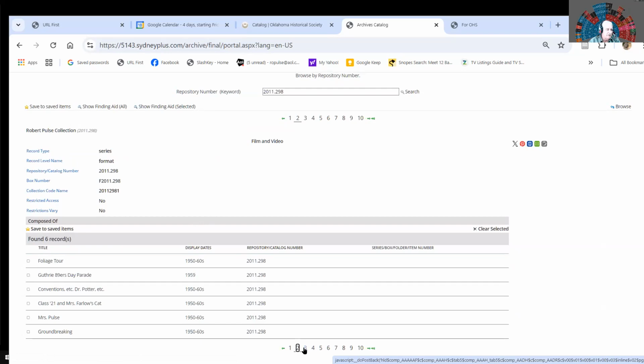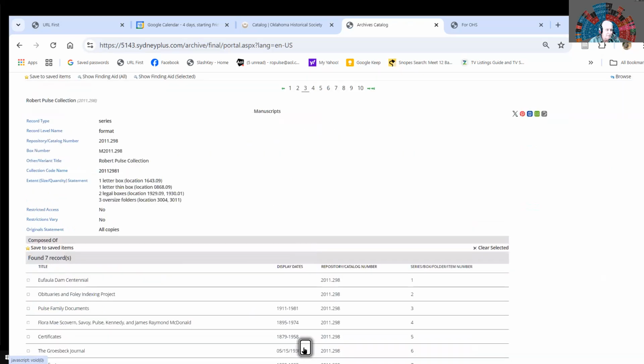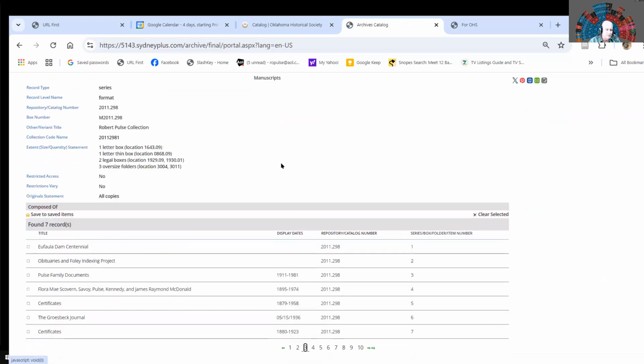But anyway, they're there. Here's this second box or third item, whatever it is. It's got the Eufaula Dam Centennial. There was a centennial program for the Eufaula Dam. We collected a lot of information for them at the Eufaula Library so they could do this. A 4th grade class in the elementary school put on a program, and it was really quite good.